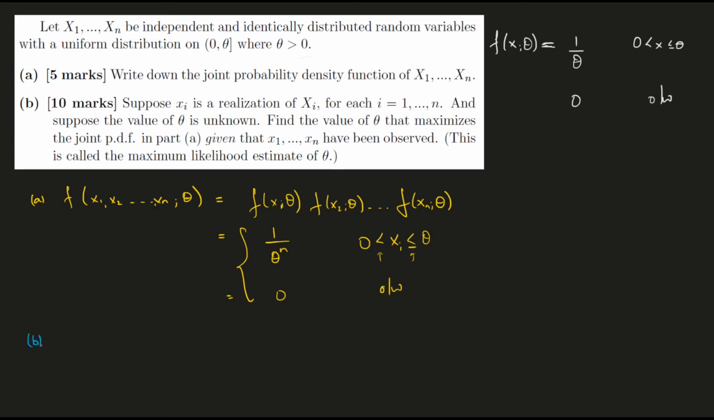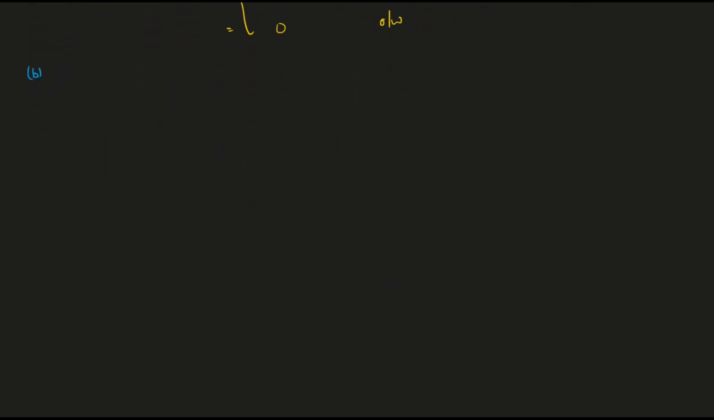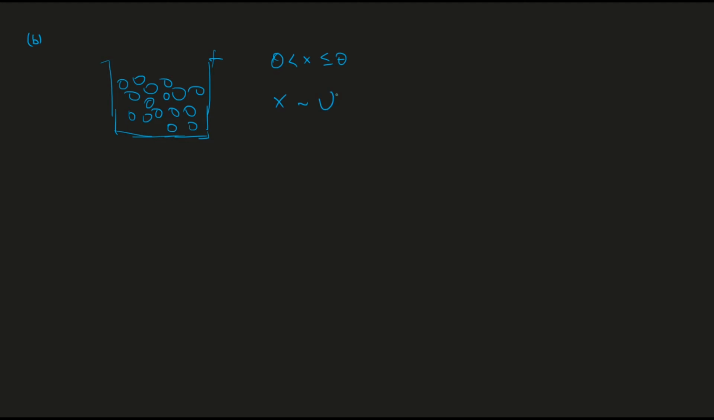Now part B is where things get interesting. To explain this, I'll take the help of an example. Imagine you have an infinitely huge box, and this box is filled with a lot of balls. These balls have some number written on them. I know that the number written on each ball is in between 0 and some number theta, and the distribution of each ball is uniform 0 to theta. So it just replicates my given problem.